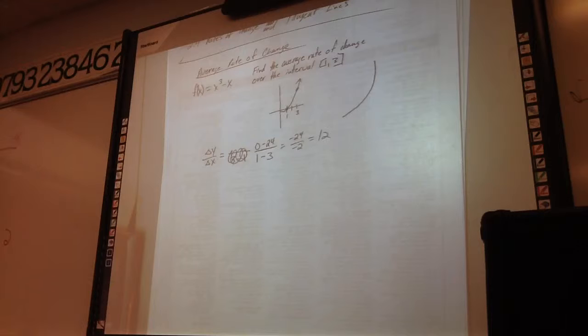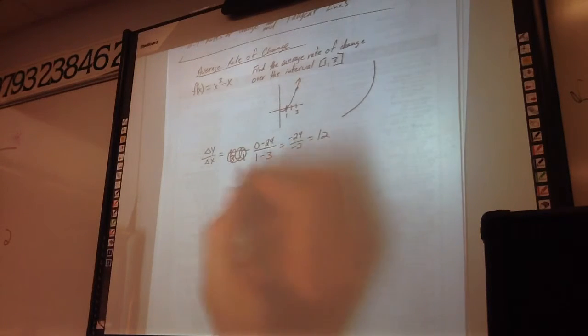Yes. That's pretty much true, all the time, forever, yes. Plug in 1. 1 to the third minus 1.